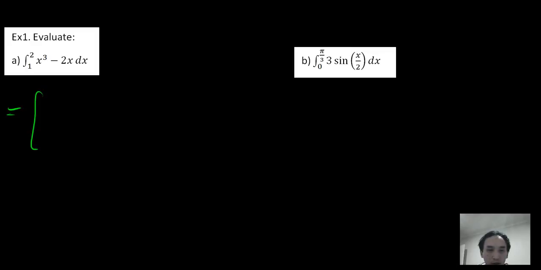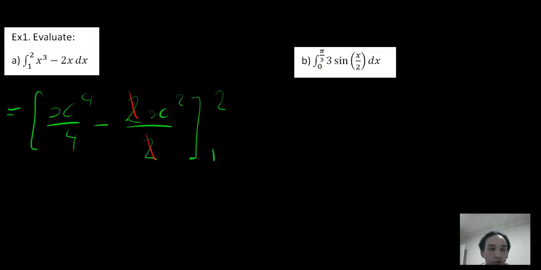So x cubed will turn to x to the power of 4 over 4 minus this 2x over here, so that means we get 2x squared divided by 2, and we keep our terminals on the outside of these square brackets. So before we keep going, we can say that these two can cancel out, so we just get minus x squared. So what you want to do here first is sub in x is equal to 2.